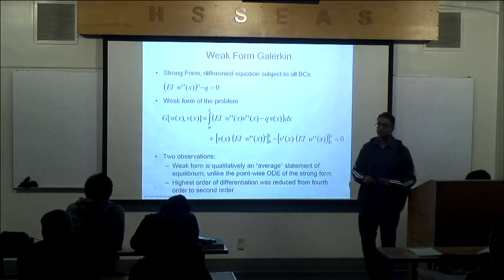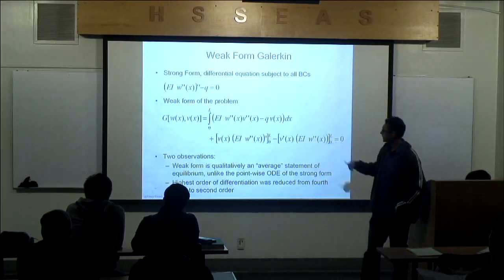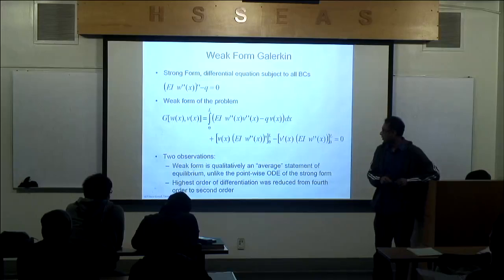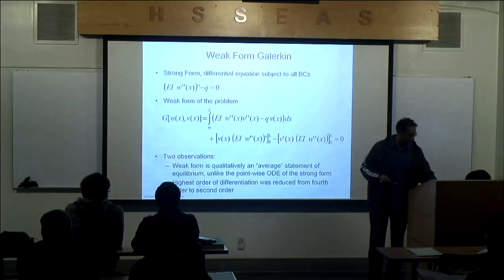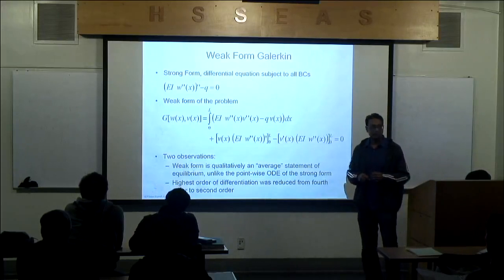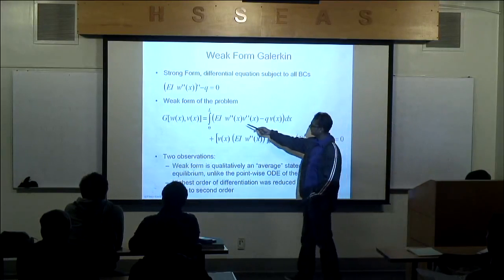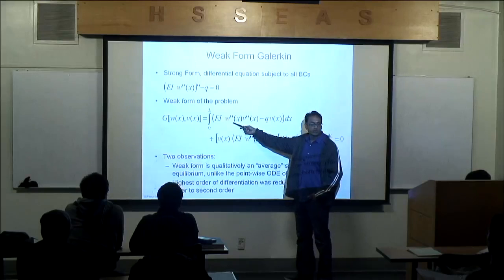So two observations I want to make. So this is a weak form right here that we just discussed. And there are two observations. One of them is that I have weakened the continuity requirements. You can see that because if I plug in an approximation function here for W, what order can I go to now?